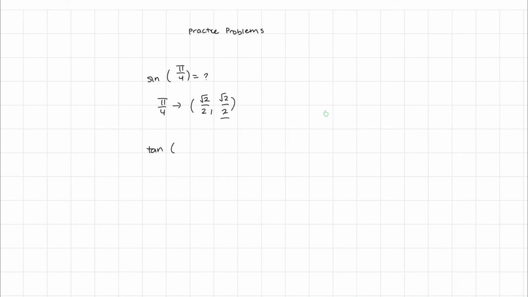What if you had tan of pi over 4? Tan of theta is sine theta over cosine theta. So the sine is radical 2 over 2, and the cosine is radical 2 over 2. When we divide those, that's just equal to 1. So tan is equal to 1.